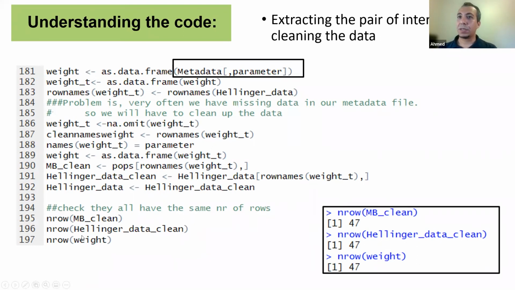And you basically check if the dimensions are the same across everything. So you have here the clean table for the Hellinger transformed data. You have here the clean table for your metadata, which is right here. And this is MB clean, which is coming from the eigengene matrix that we had from before. So everything here is matching. Now we can go forward with our further relationship investigation.